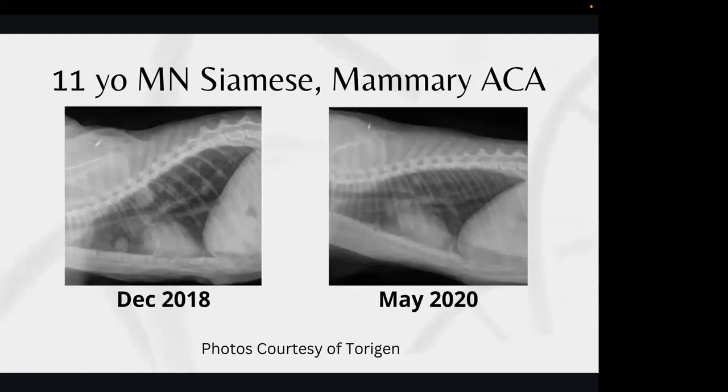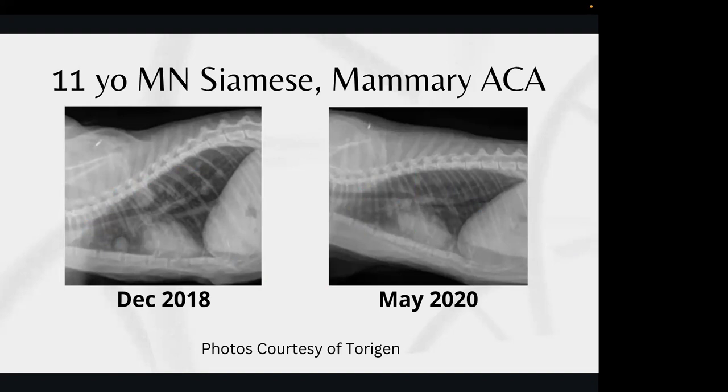This is not my case, but this is a case of an 11-year-old male neutered Siamese cat with mammary adenocarcinoma. This cat went through a lot, had surgery maybe in 2016 for a mammary mass, did nothing beyond surgery. Then a couple years later, the mammary mass came back and chest x-rays showed this metastatic disease. They went ahead and removed one of the mammary masses to create the vaccine, only treated this cat with the vaccine, and 2 years later, this is what this cat's lungs look like.